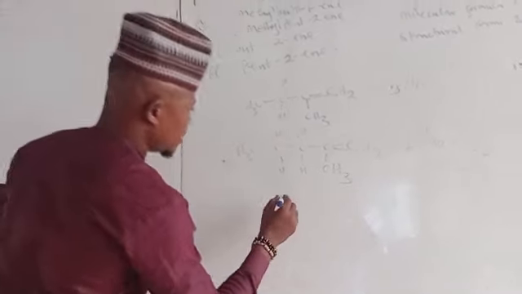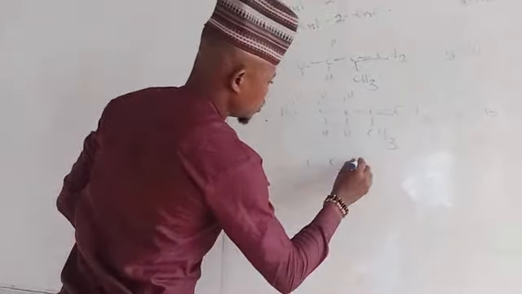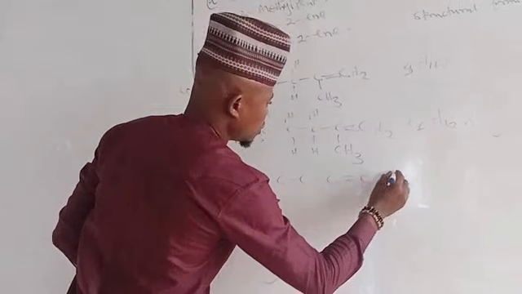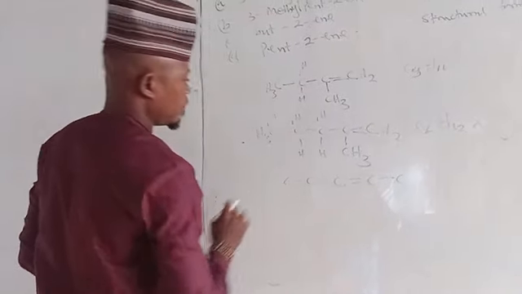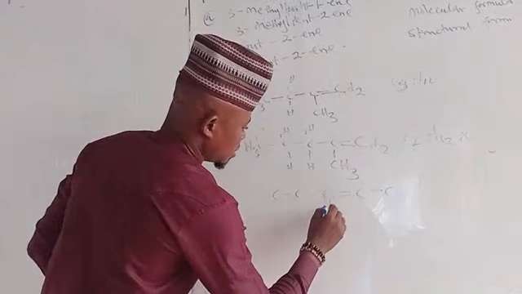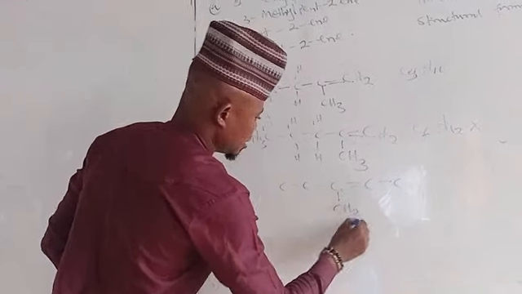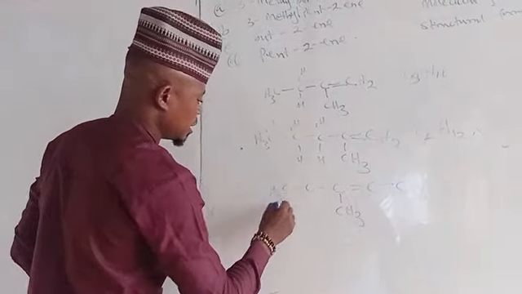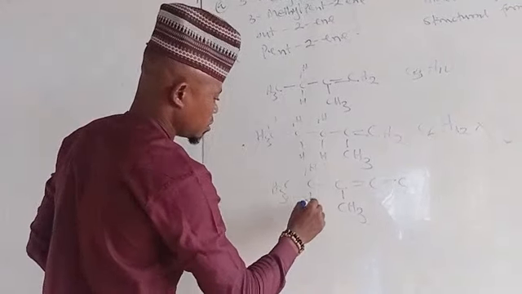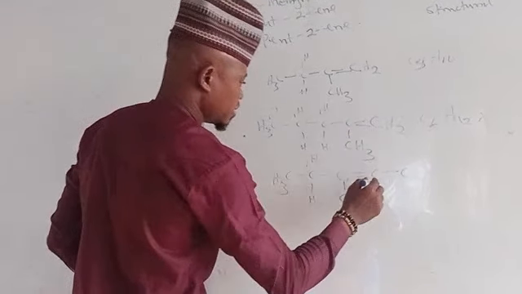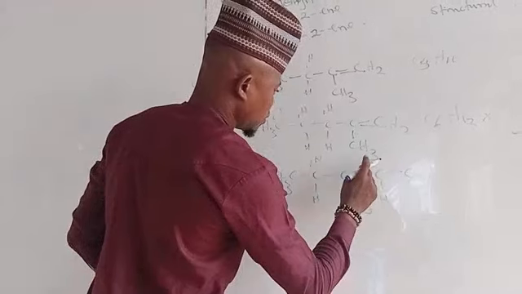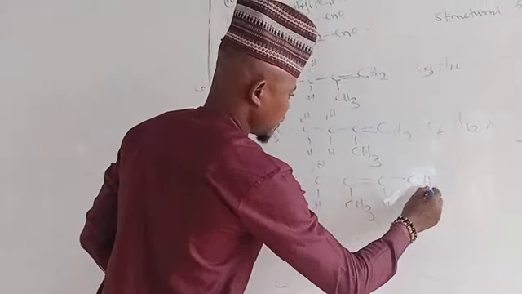3-methylpent-2-ene. It's going to be 1, 2, 3. Pent-2-ene: 1, 2, 3, 4, 5. 3-methyl, CH3. So we'll fill in the rest with hydrogen. This one needs 1, 2, 3, 4. This one needs 3. Let's count.